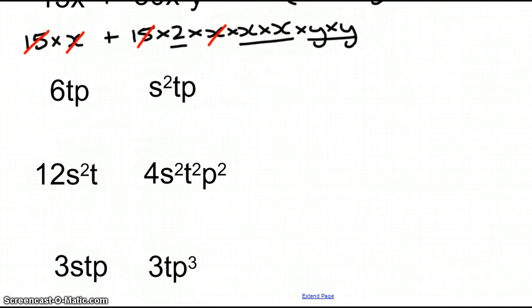Okay, we've got 3 more to go, where there are a few more letters involved and a few more powers involved. You may want to start having a go at these, pause the video and then come back and see if you were right.